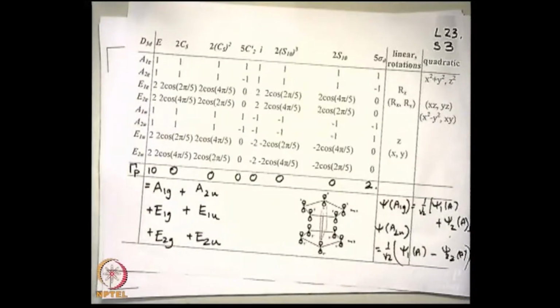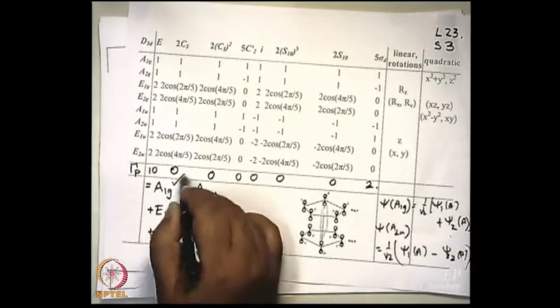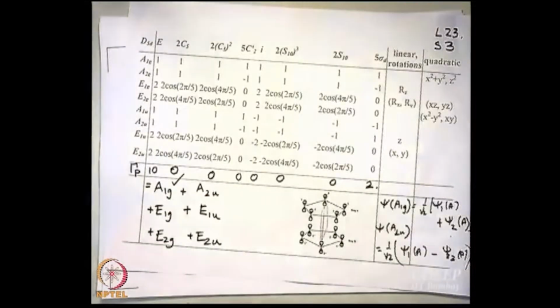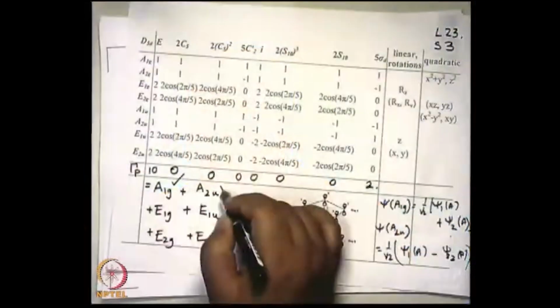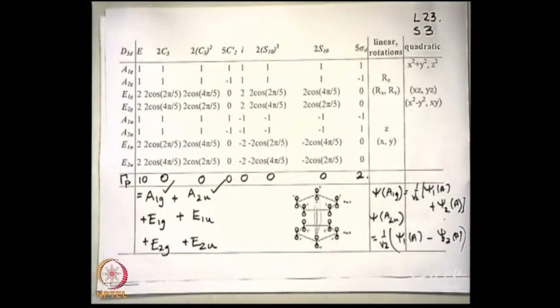So now you tell me, you have broken down that reducible representation, right? A1G is accounted for, right? We have worked out the wave function for A1G. We have found what is A2U. Next we want to know what is E1G, what is E1U, what is E2G, what is E2U.